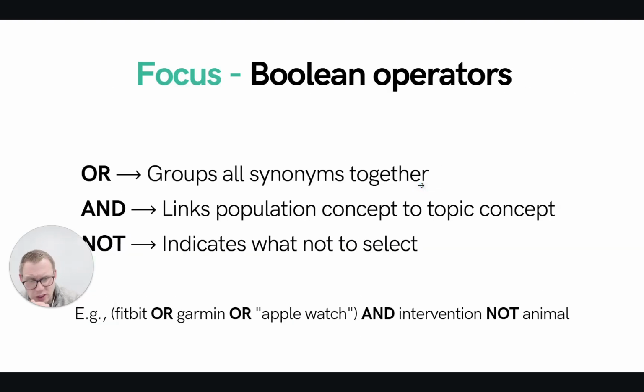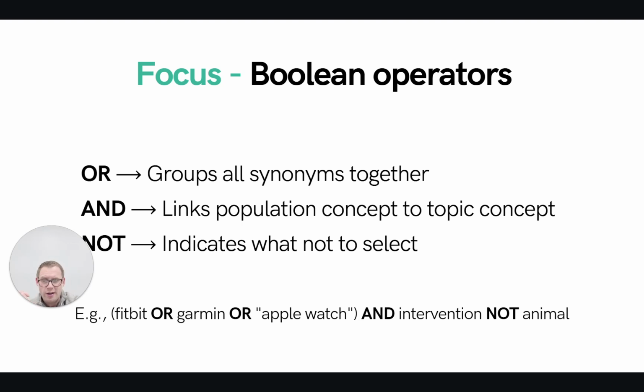A couple other important elements. Boolean operators always confused me, honestly. Part of it is that some databases accept them and some don't. Google Scholar doesn't handle them very well, for example. The three most important are: OR groups all synonyms together, to make sure you're performing the same search across your keyword and all the synonyms associated with it. AND is how you link concepts.